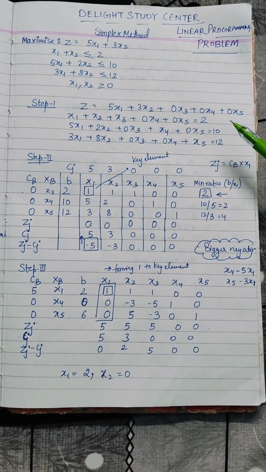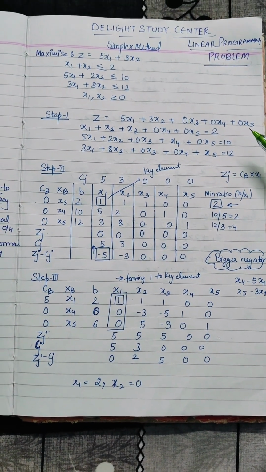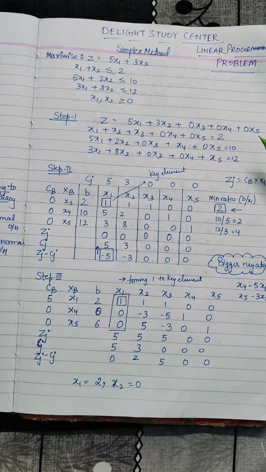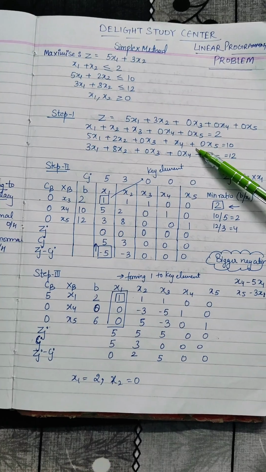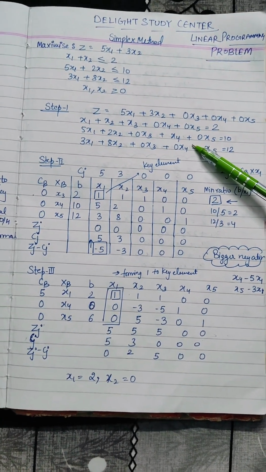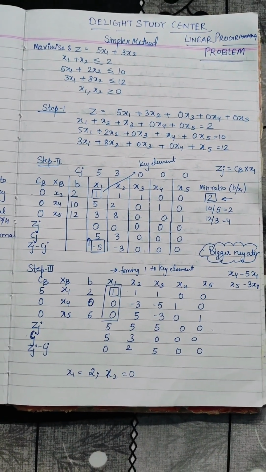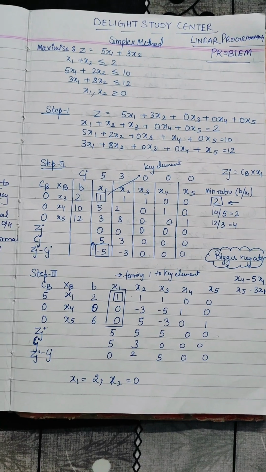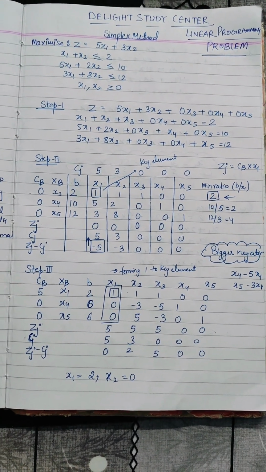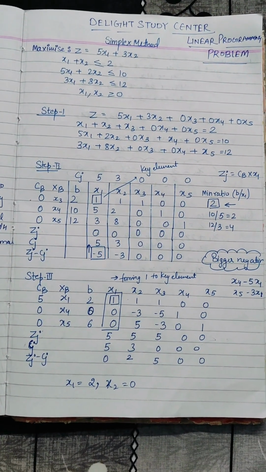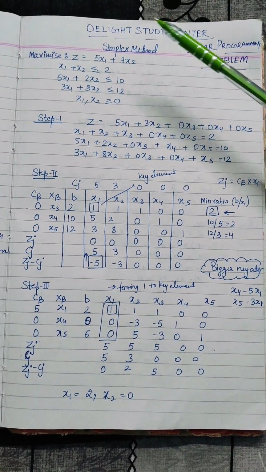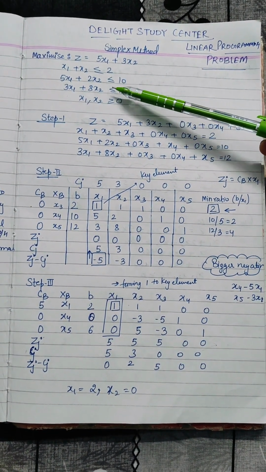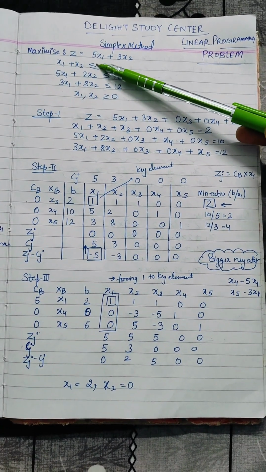Hello everyone, in this video we will cover the topic of linear programming problems. The method for solving this problem will be the simplex method. There are other methods like the Big M method, but firstly we learn how to solve the simplex method. The simplex method is always applicable when the sign is a less than sign.